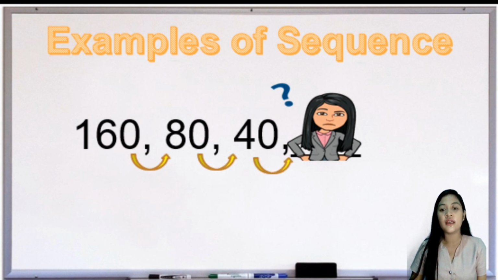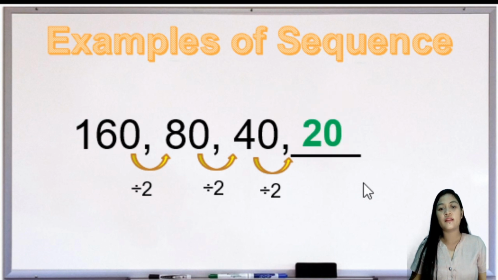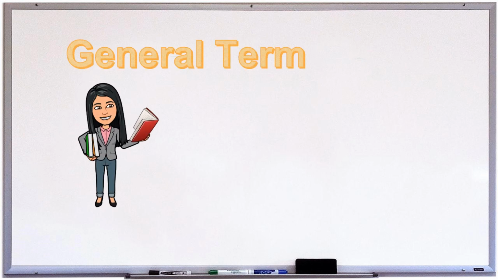Okay, another example. 160, 80, 40. Now, from 160, what are we going to do to get 80? From 80, what are we going to do to get 40? That is, we are dividing by 2. So 160 divided by 2 is 80. 80 divided by 2 is 40. 40 divided by 2 will be, what will be the next term? That is 20.